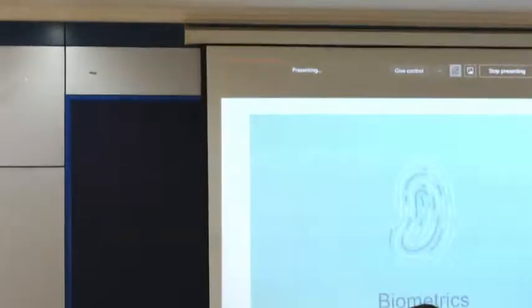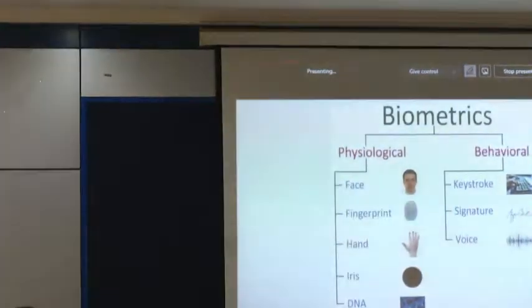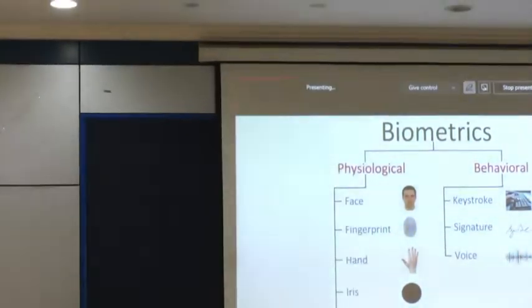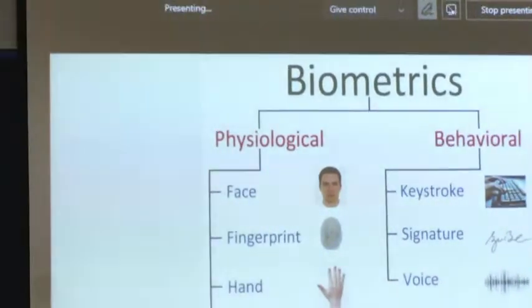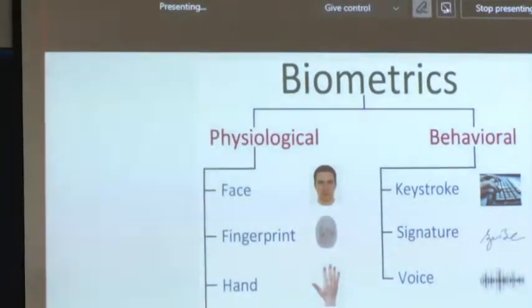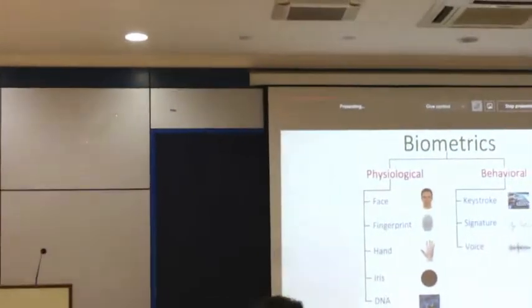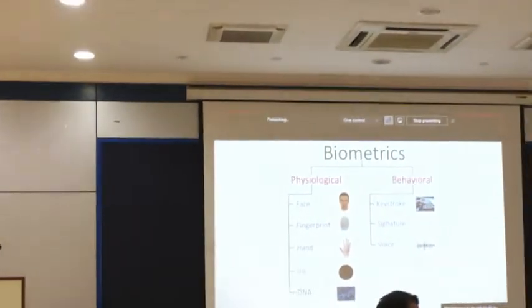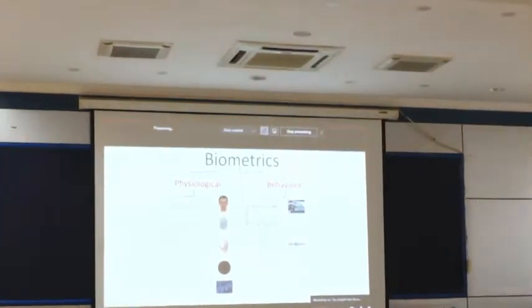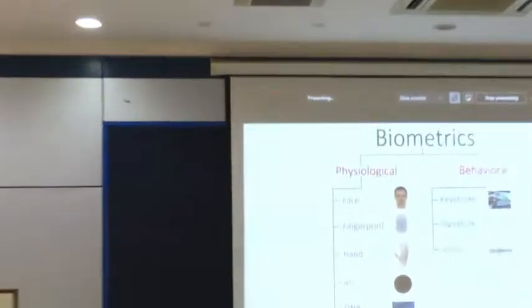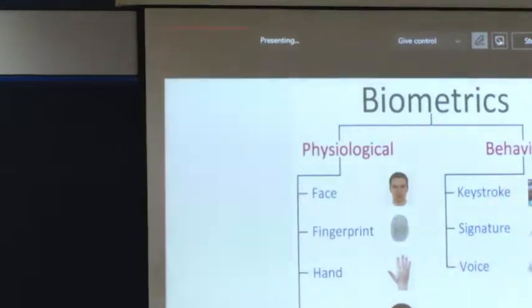Okay. And you are already aware of what biometrics is, right? There are different types of biometrics. One is physiological, and the other one is behavioral, right? The physiological includes your fingerprint, hand, face, retina, iris detection, and then we have DNA. So these are all unique. 99.99% these are all unique, right? Except face. Face may have a resemblance, right? But apart from this, everything is unique.